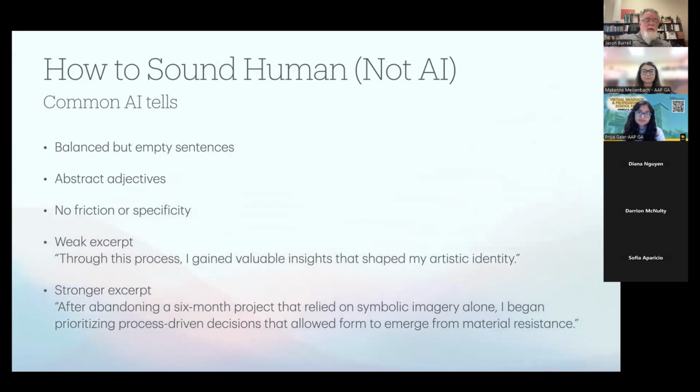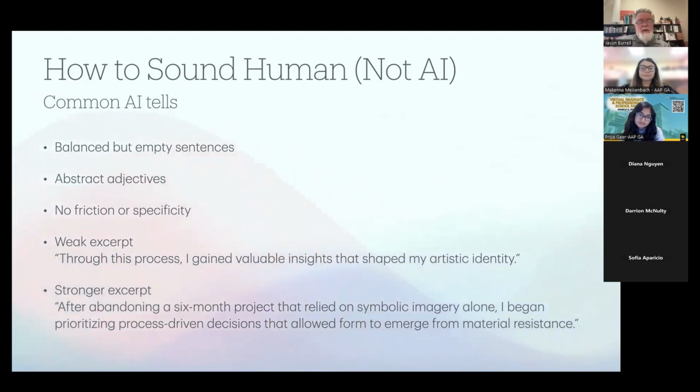But the stronger excerpt: after abandoning a 6-month project that relied on symbolic imagery alone, I began prioritizing process-driven decisions that allowed form to emerge from material resistance. That is a much better sentence. But, dear attendees, there's an even better sentence. I haven't written it up yet. I'd like us to work through this together. Would you please reread this stronger excerpt and let's think through together how we can make this stronger? Because this is generated by AI.